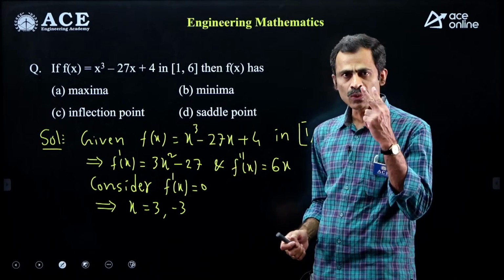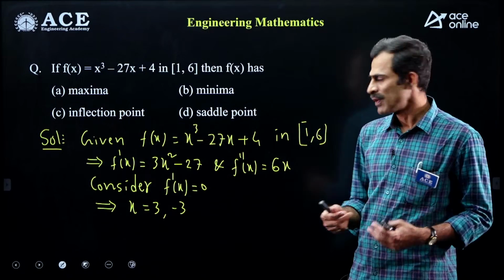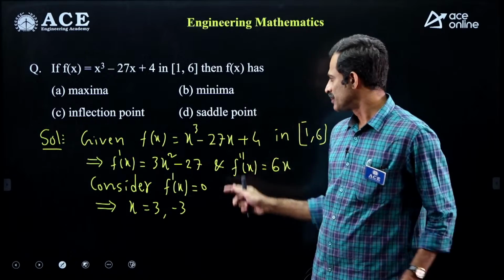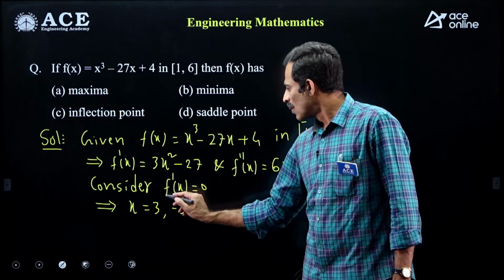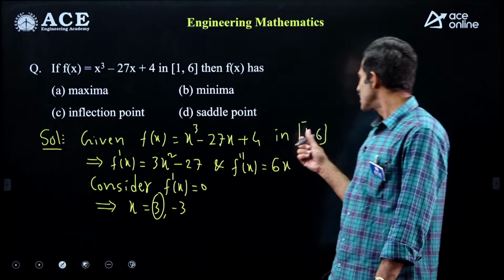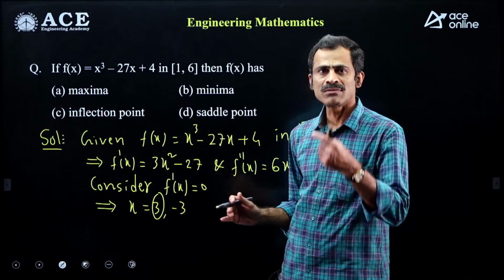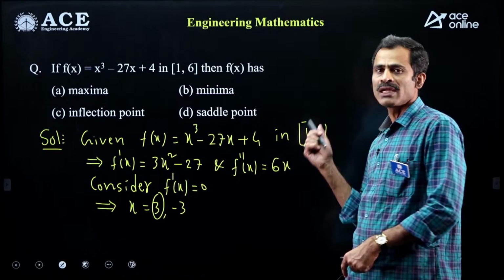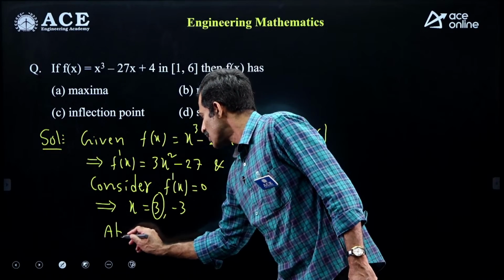The function has two stationary points, but out of the two, we choose the values of x lying in this interval, because we are given the bound for x only. Out of two stationary points, only plus 3 is inside the interval, minus 3 is not inside the interval. So we check whether the function has a maximum or minimum at this point in this interval only. At this point we check whether the second derivative is 0, less than 0 or greater than 0.